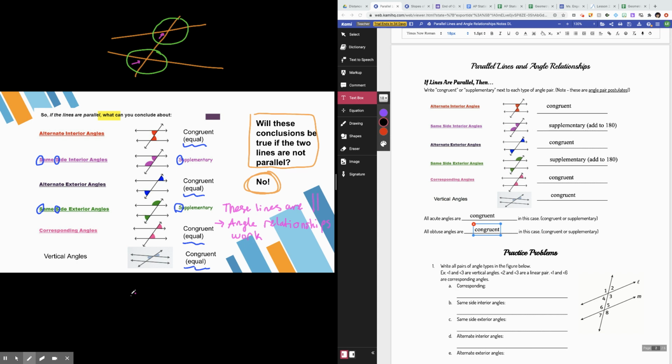All right. One last thing I want to make sure that you know: for the non-parallel lines, like the ones that you see at the top left of your screen, the only angle relationship that holds up is the vertical angles, because the two angles in the pair are in the same group of four. So it doesn't have anything to do really with whether or not the lines are parallel.